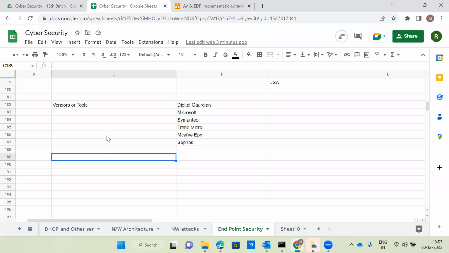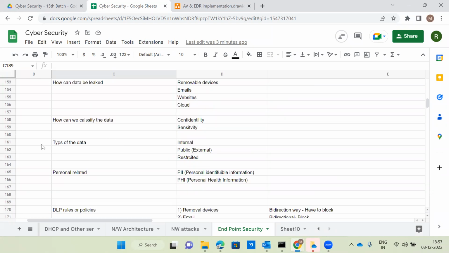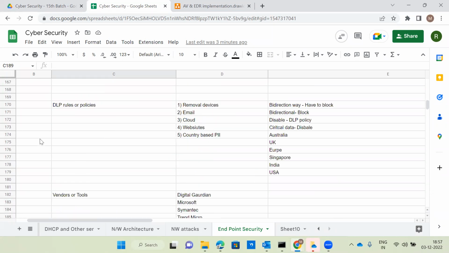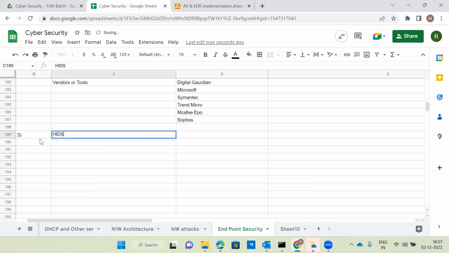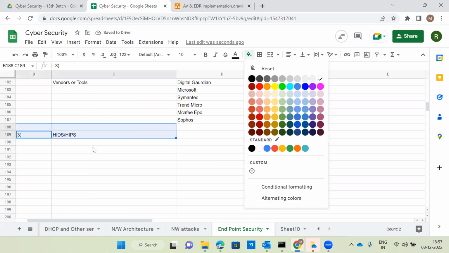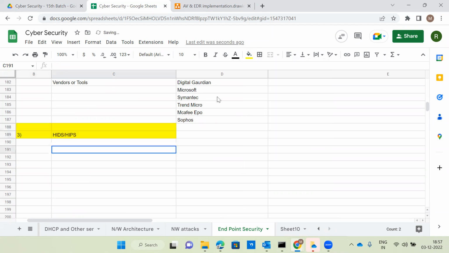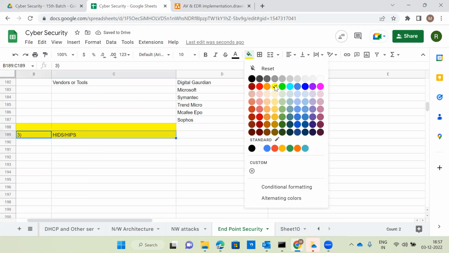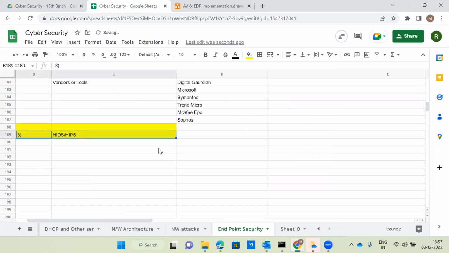So the next one, third one, is HIDS, HIPS. I will give more discussion about IDS and IPS where we discuss network IDS and IPS, as it's a part of network security. So here I will focus on only HIDS, HIPS. Basically, this concept has come from the IDS, IPS topic. So we have IDS and also we have IPS.